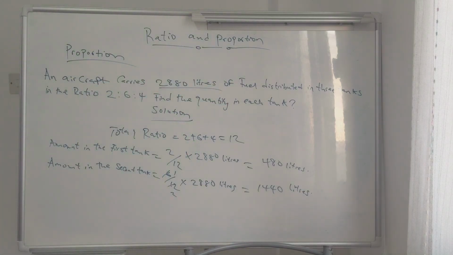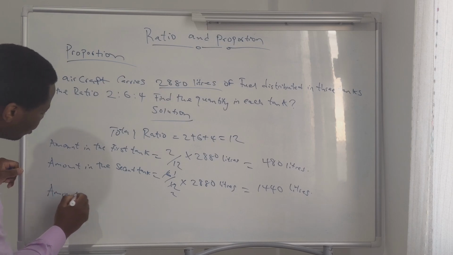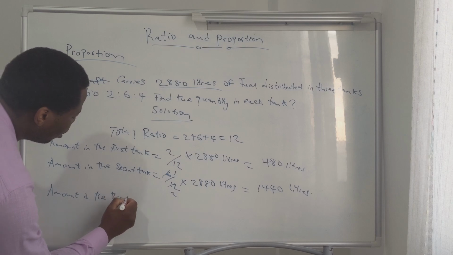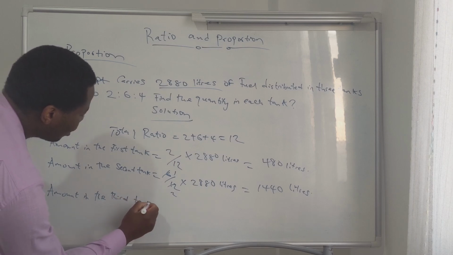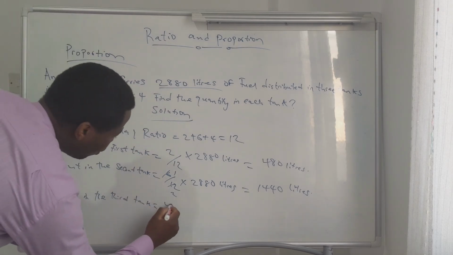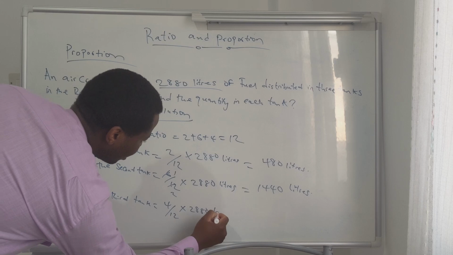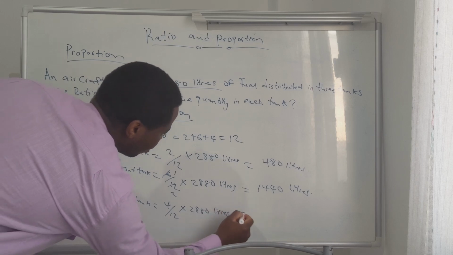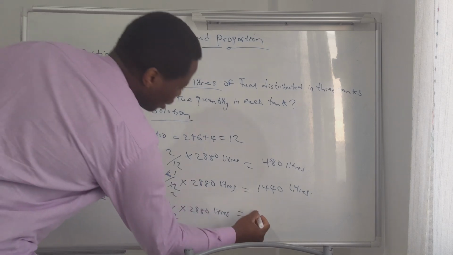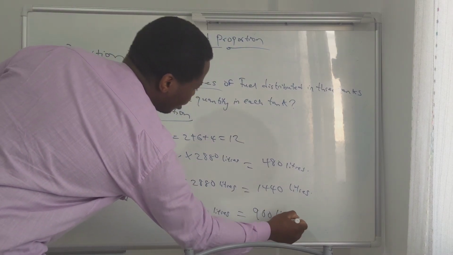Now let's go to the amount in the third tank. The amount in the third tank can be said to be 4 over 12 multiplied by 2,880 liters, which once you solve this, you are going to get 960 liters.